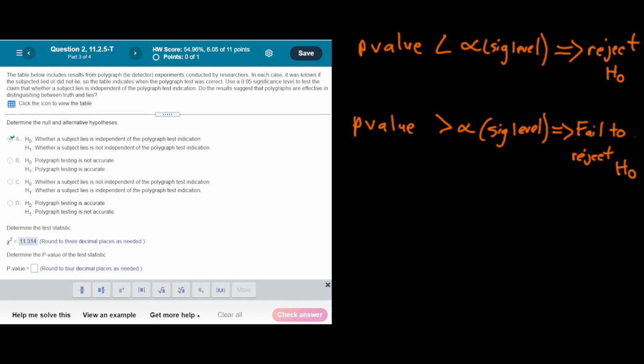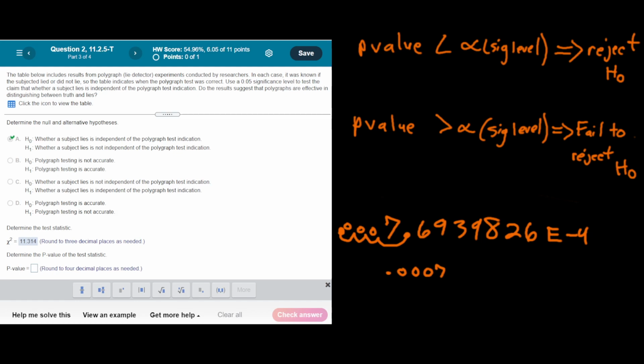All right, so let's see what that is again. Our p-value is going to be 7.6939.826 e minus 4. So we take the decimal here and move 4 places to our left. 1, 2, 3, 4. Every single loop gets a 0. So we really have 0.0076939.826.